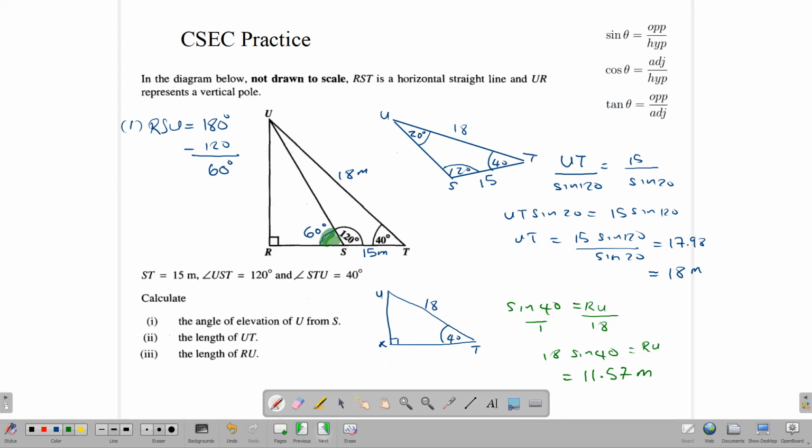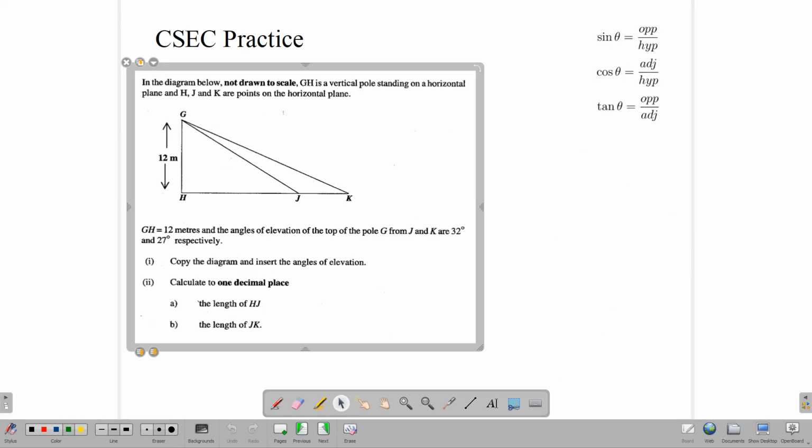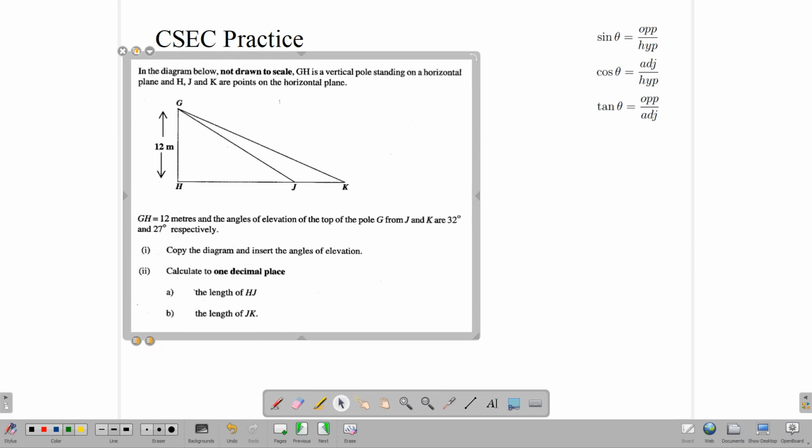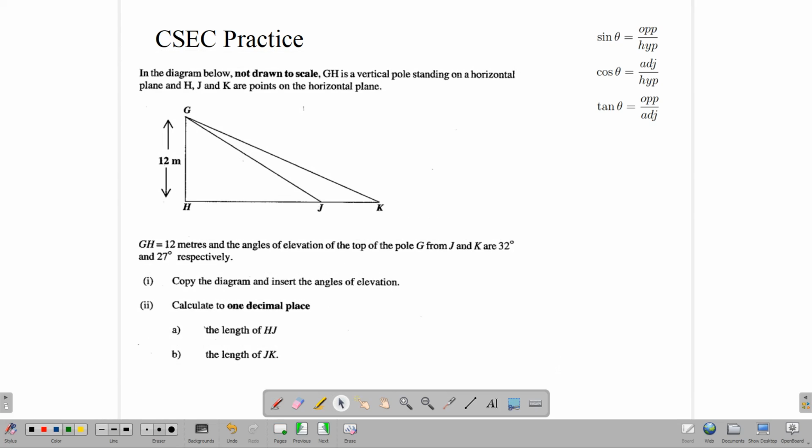Let's look at another one, also from CXC. Let's see if we can make this thing a little bigger. All right, that should help. And so here we have a diagram. In the diagram below, not drawn to scale, GH is a vertical pole. It's 12 meters long, standing on a horizontal plane. This is a plane, that is a flat surface. H, J, and K are in a straight line there.